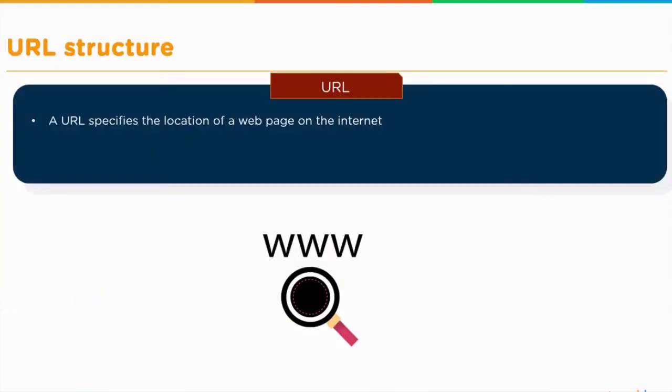Okay, let's turn our attention to the URL structure. URL stands for Uniform Resource Locator. Our URL is the specific location of a web page on the internet. So if we're found in the search engine results, one of our web pages is going to show along with the title tag and the meta description in the search engine results page.